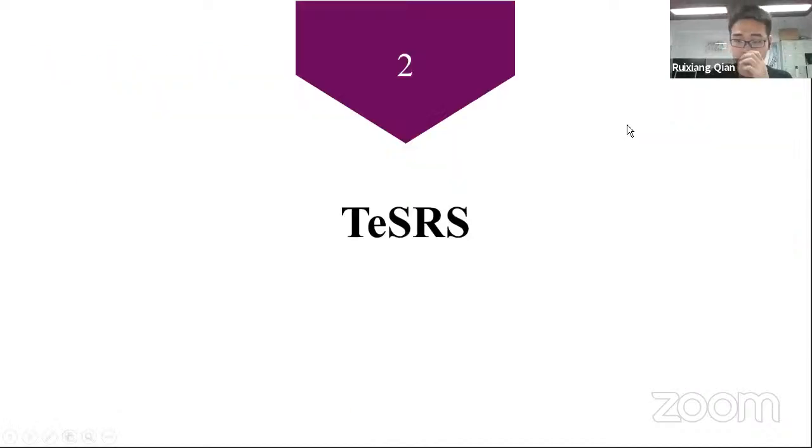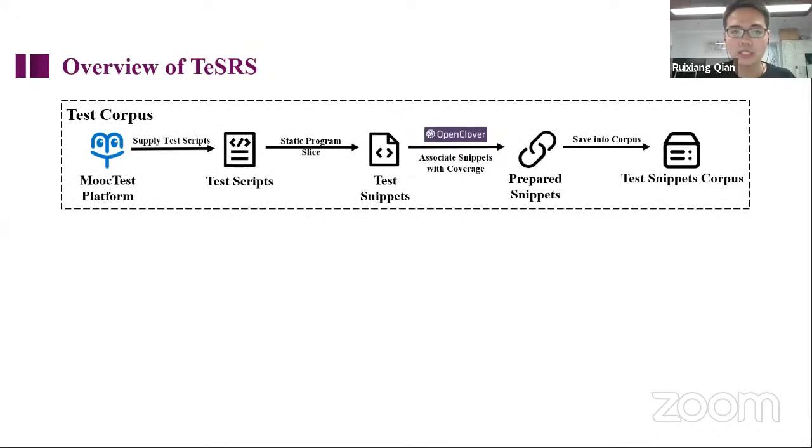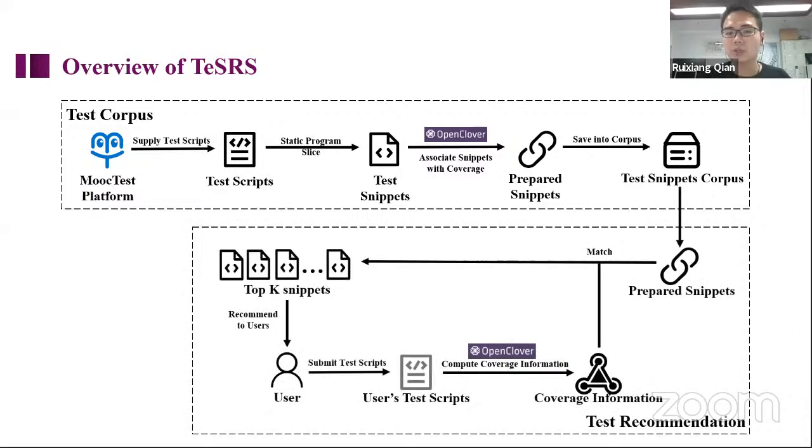So we propose TSS. TSS is the abbreviation of Test Snippet Recommendation System. It is mainly composed of two parts. First of all, a test snippet corpus, which is constructed offline, and then a test recommendation component, which can recommend test snippets online interactively.